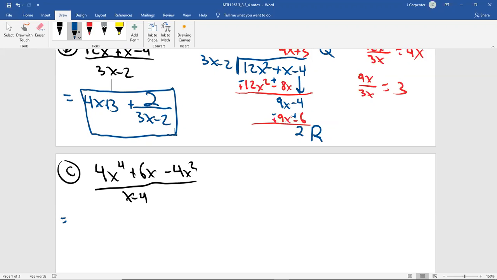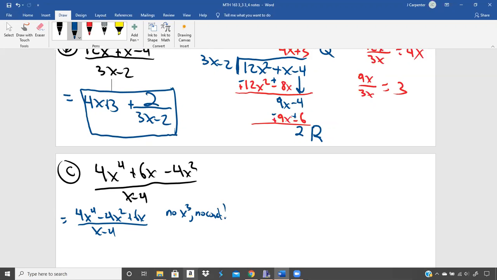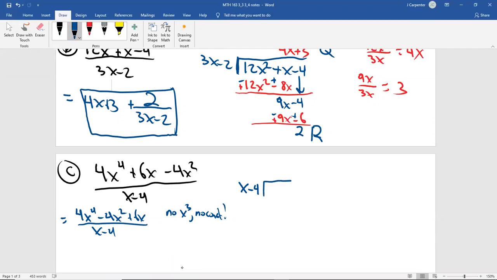So someone might want to reorder them at least to 4x to the 4th minus 4x squared plus 6x over x minus 4. But on top of that, there is no x cubed term, and there's no constant, which means we're going to need zeros in their place because it's like we're missing the ones place and the thousands place. So when I write my actual division out, we're going to put the x minus 4 on the left still, but we're going to need those placeholders.